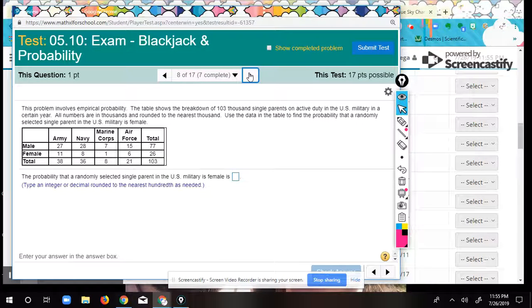Okay. In this one, this is empirical probability. This just means you can have a decimal for probability. That's all it means. For this one, find the probability that a randomly selected single parent in the US military is female. I'm going to look here, this is the female line, and I'm going to follow that. It looks like there are 26 females out of 103 total possibilities. So we're going to go 26 divided by 103.